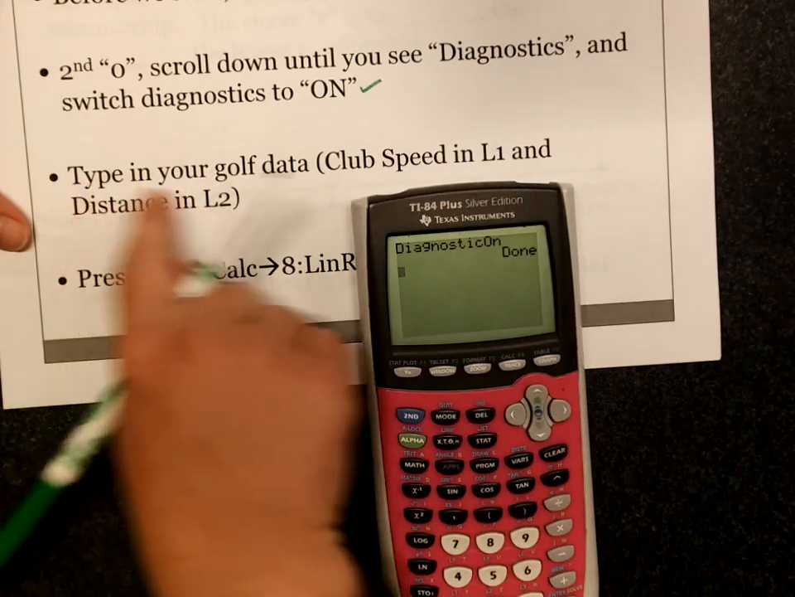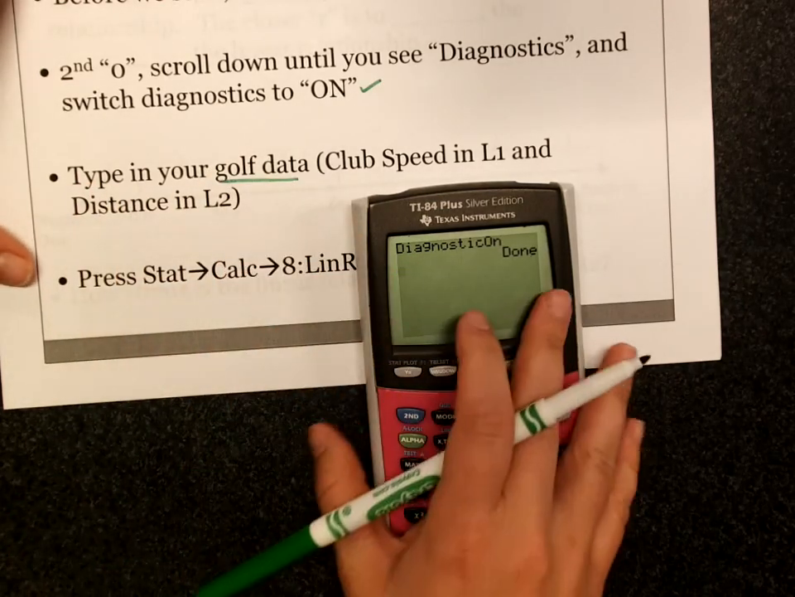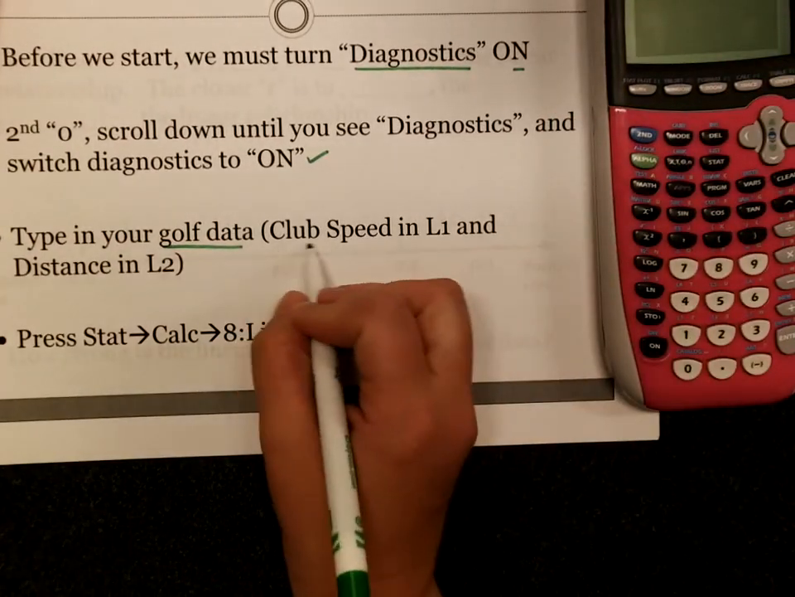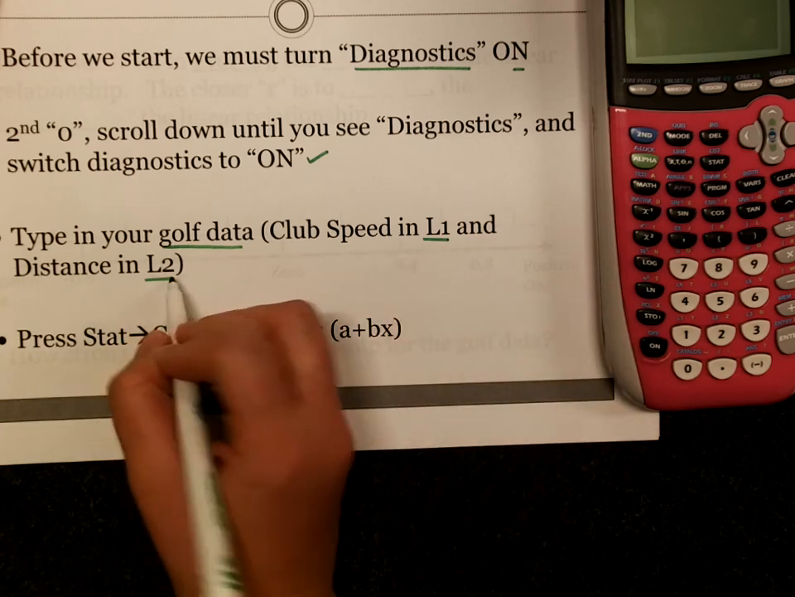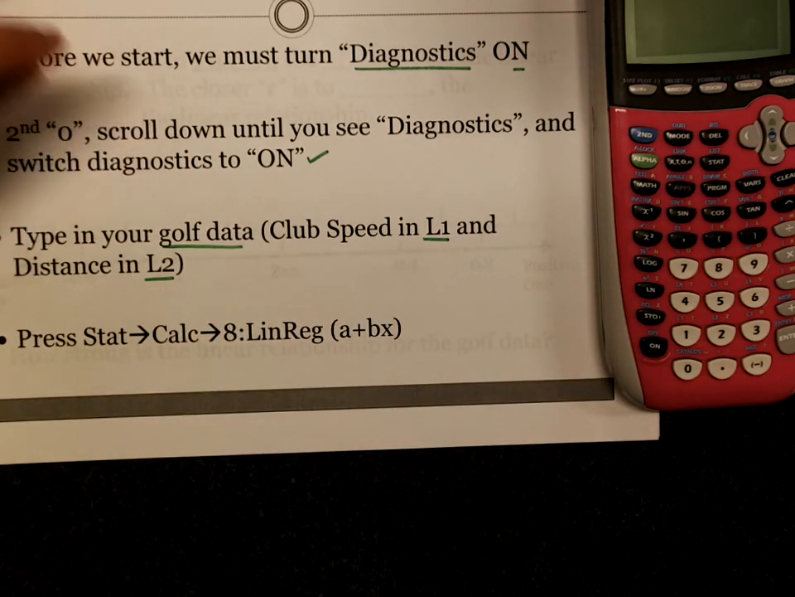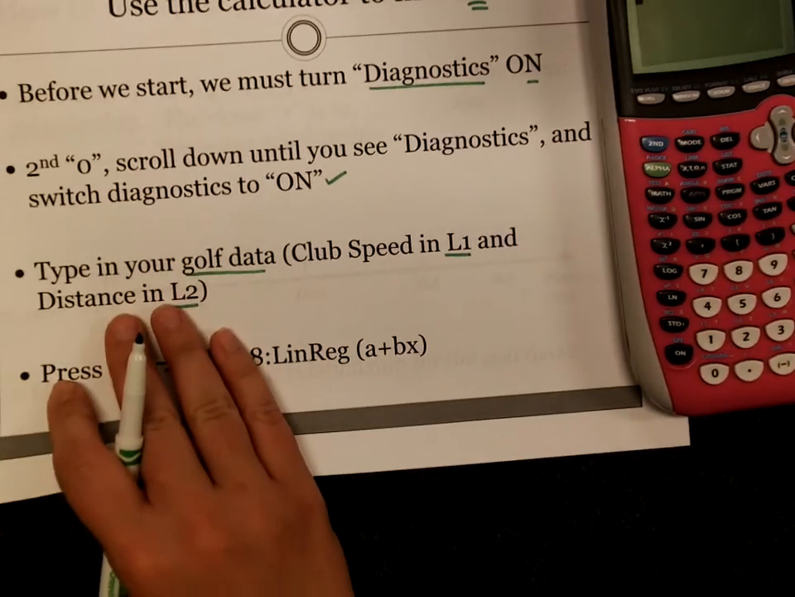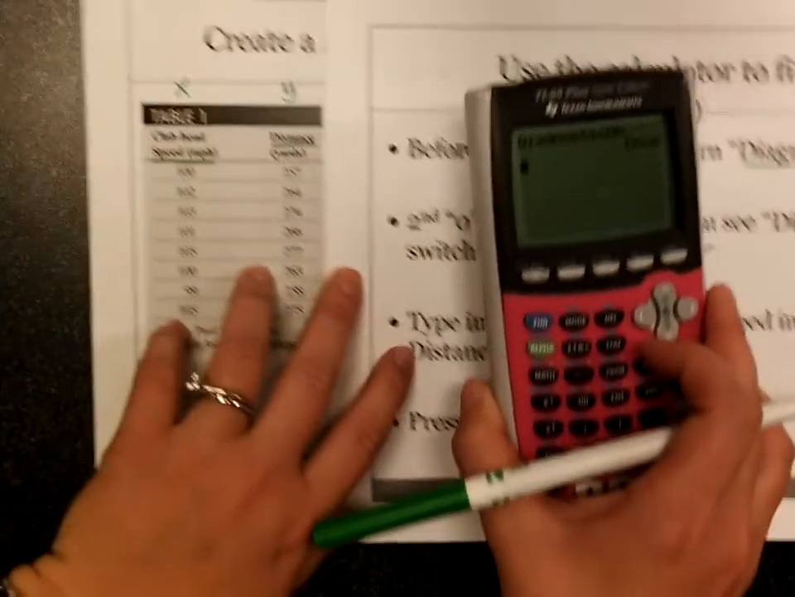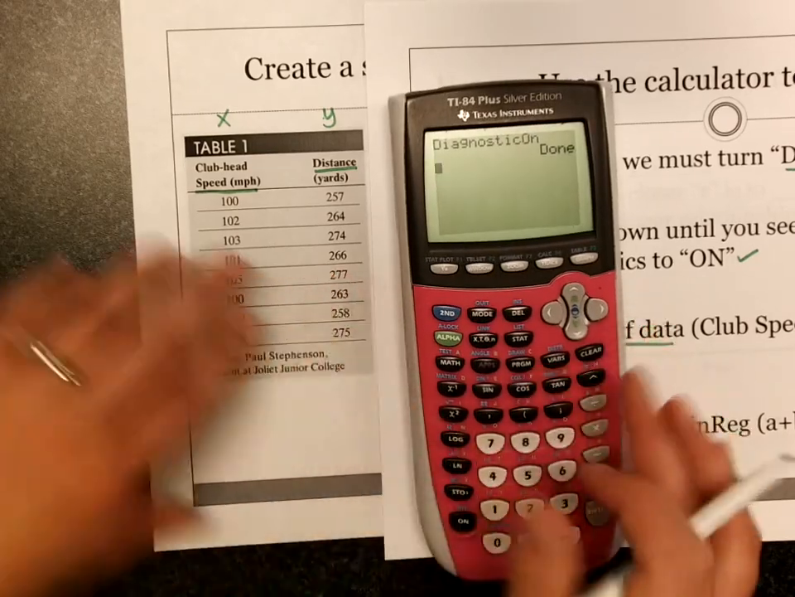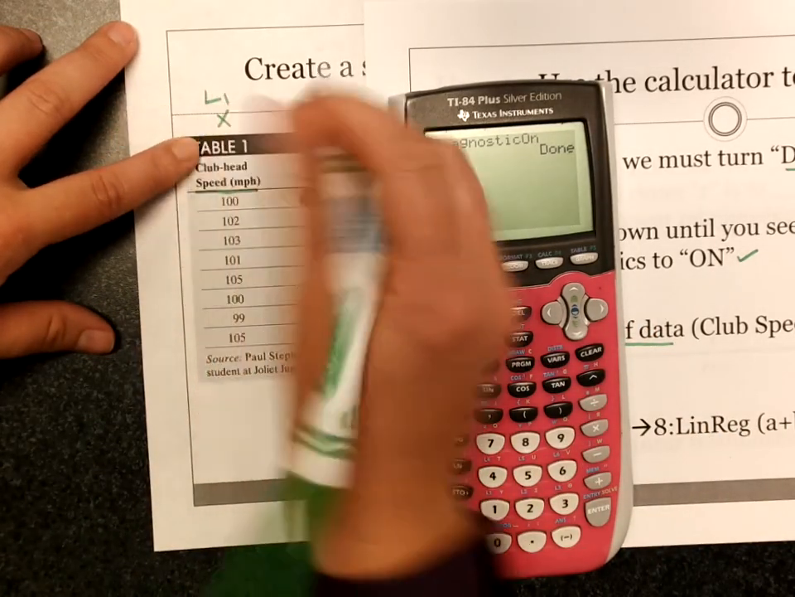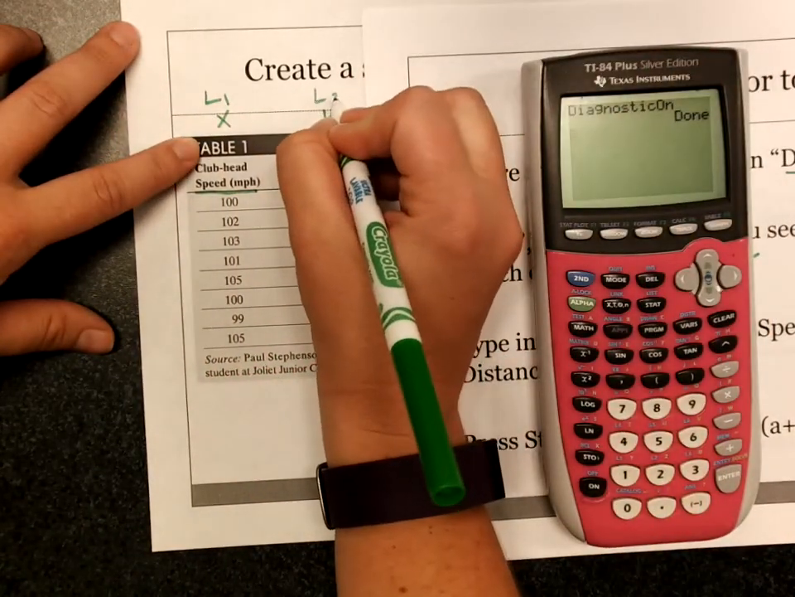Now we're going to type in the golf data we used to make our scatter plot. We're going to put the club's head speed in L1 and the distance in L2. So go back to that page. Let me find it. I think it's the 4th slide, and it had the data for the club head speed. So we're going to put X in L1, and we're going to put Y in L2.